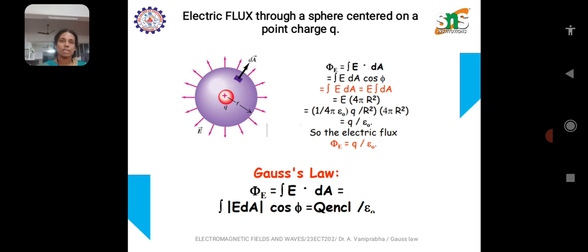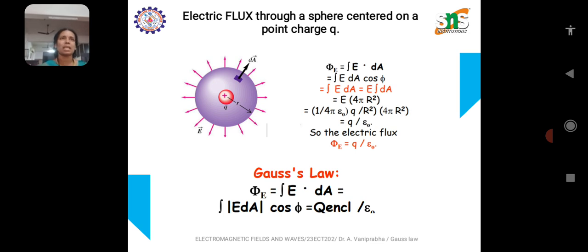Electric flux through a sphere centered on a point charge Q. Whenever we intend to identify the flux due to the point charge Q, immediately an imaginary surface, or a Gaussian surface, has to be identified for the suitable situation. Since this is a point charge Q, the Gaussian surface will be a spherical surface. So phi E, the flux induced, is calculated as phi E is equal to the integral of E dot dA, which is equal to E dA cos phi. E is a constant value, and integrating over the differential area dA gives 4 pi r square.